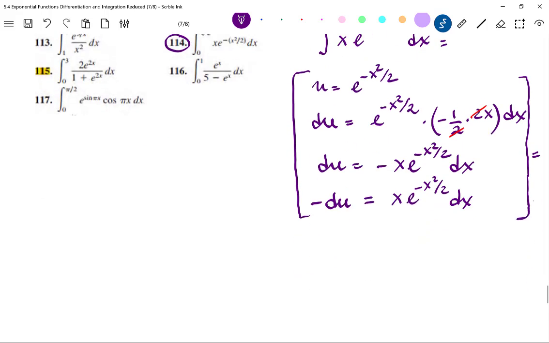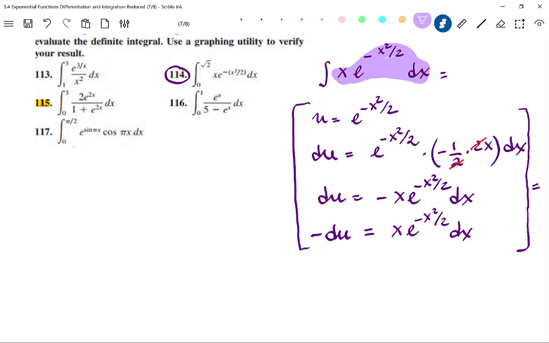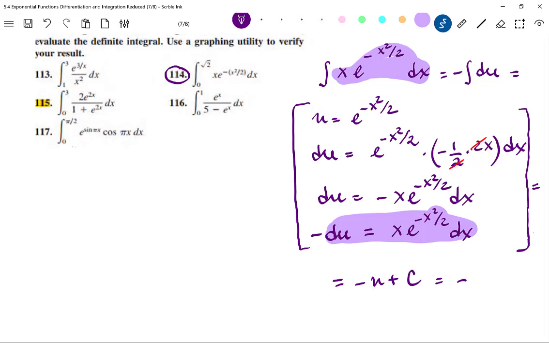I would say, well, that's my du here. That whole thing here is my du. That's the du. So this integral is equal to negative du, or that's equal to negative u plus a constant, or negative e to the negative x squared over 2 plus a constant.